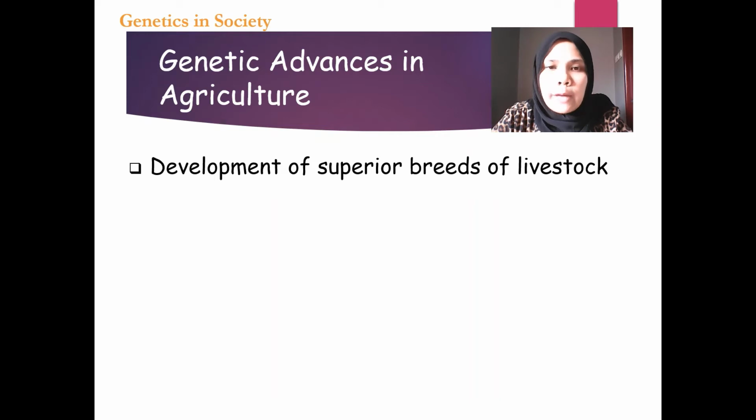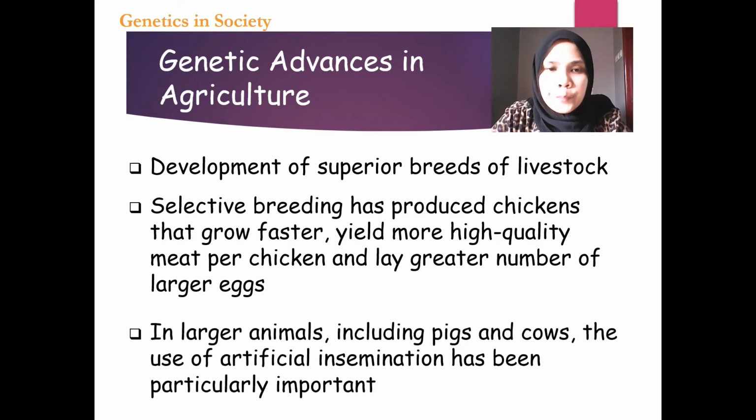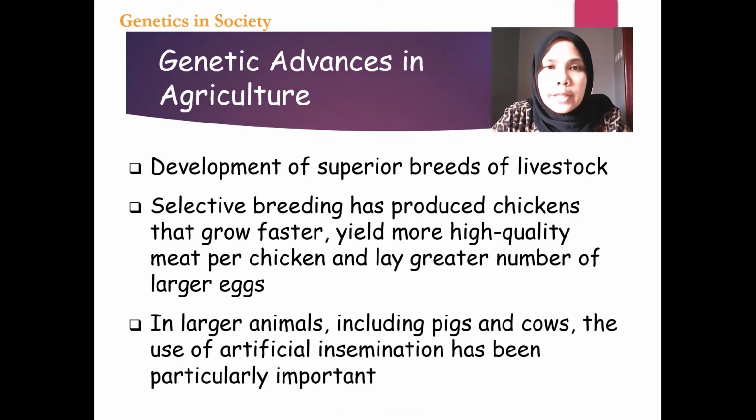And we also have development of superior breeds of livestock. Selective breeding has produced chickens that grow faster, yield more high quality meat per chicken, and lay a greater number of larger eggs, so that we can sell more. We can have more value from the chicken. And in larger animals, including pigs and cows, the use of artificial insemination has been particularly important.